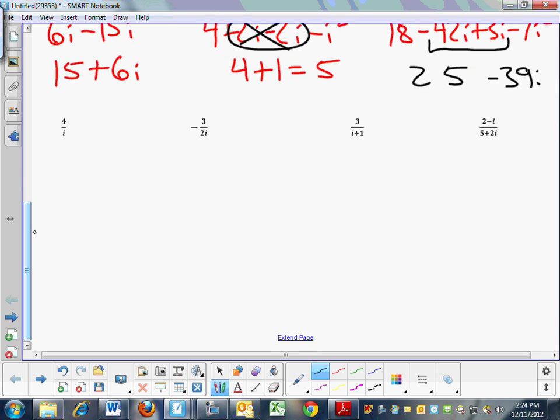All right, so we did adding, we did subtracting, we did multiplying. Now let's divide. 4 divided by I, or 4 over I. You can't have I in the denominator, so I multiply the top and bottom by I. And that will get rid of it for me. What is I times I? Negative 1. What's 4 times I? 4i. And 4i divided by negative 1 is negative 4i.